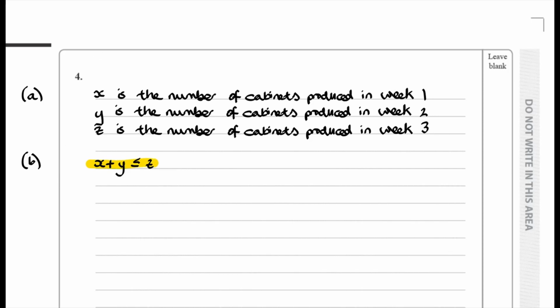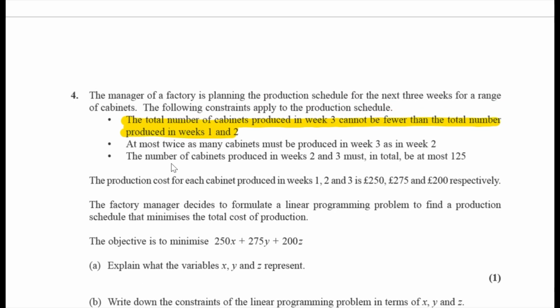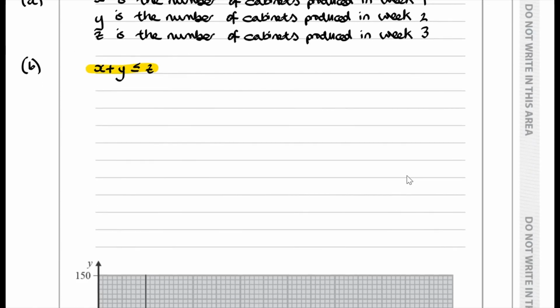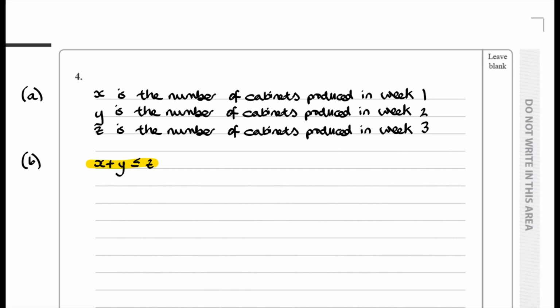For the next statement, we were told that at most twice as many cabinets must be produced in week 3 as in week 2. So that tells us that z is less than or equal to 2y.